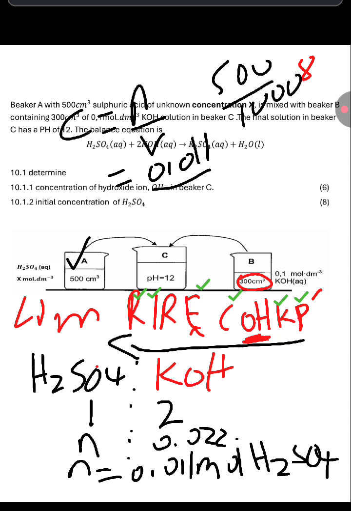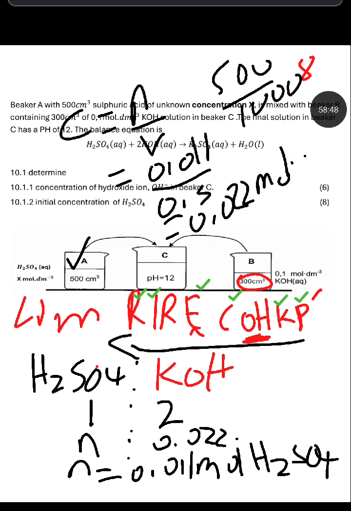0.5 there. So divide by it. Then we get a concentration that is equal to 0.022 mole per cubic decimeter of sulfuric acid.